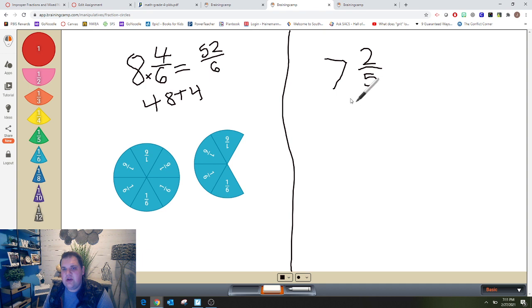I want you to try it with 7 2/5. You can try using this strategy, but if you need to draw a picture or use tools, you can totally do that. So try using this strategy, but if it's not working for you, that is okay. And then we'll check together.